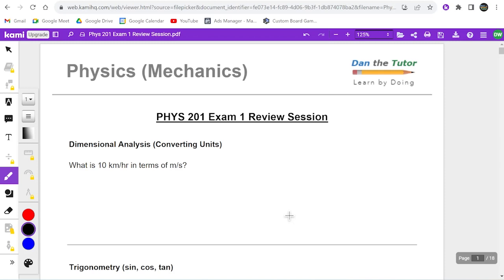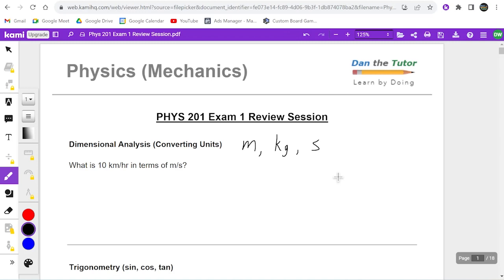The first topic is dimensional analysis, aka converting units. What units do we like in this class? Typically we like meters, kilograms, and seconds for time. There are going to be a couple more units we see later on, but these are the three big units: meters for distance, kilograms for mass, and seconds for time. We're not even going to see kilograms that much today until the end with forces.